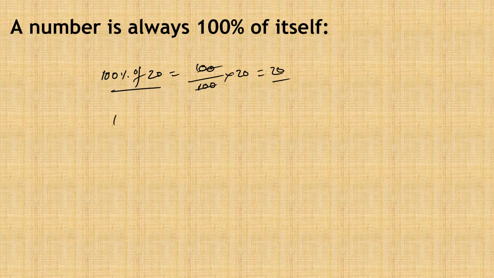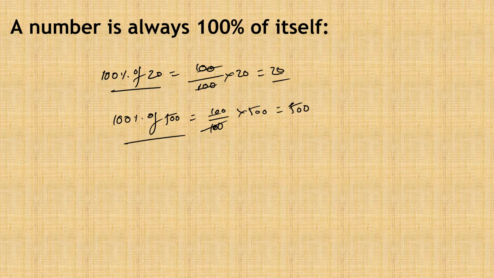100% of 500 is 100 by 100 into 500 is equal to, 100 gets cancelled, you get 500. 100% of 500 is 500.